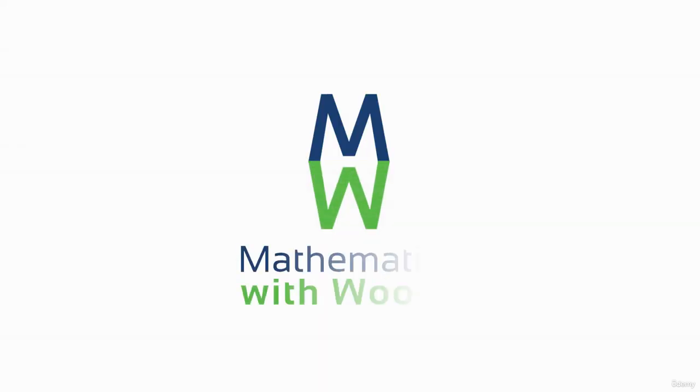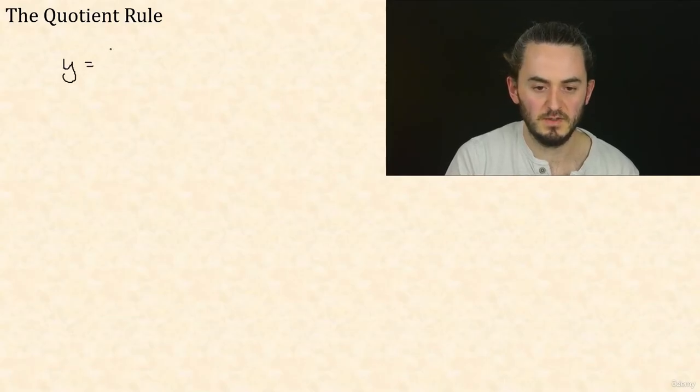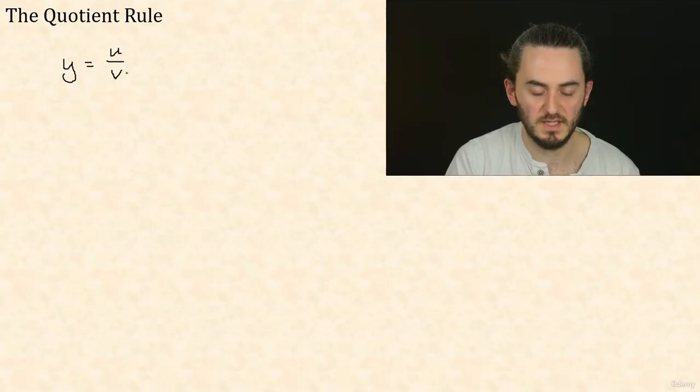Now that we've looked at the product rule, which is how to differentiate the products of two functions, we're going to move on to looking at the quotient rule, which is how to look at one function divided by another function. Let's jump straight into that. So the quotient rule is used for differentiating functions that look like this: some function of x u divided by some function of x v.